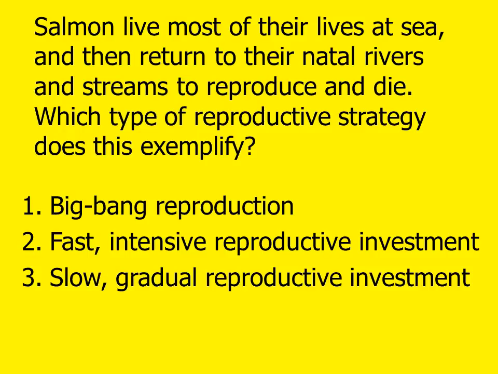The answer is number 1, Big Bang reproduction. So if a species reproduces once and then it dies after reproduction, its goal is just to reproduce that one time and then it dies off, that's going to be a Big Bang reproduction.